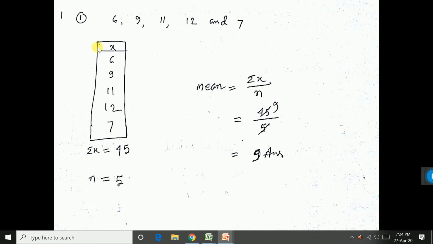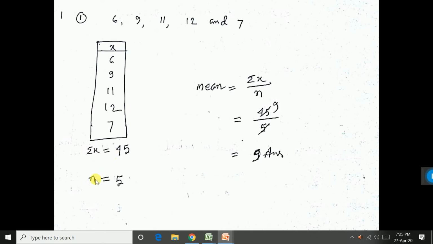Here see, few values are there: 6, 9, 11, 12 and 7. This value you consider as x. That's why I have written here x. Then 6, 9, 11, 12, 7 I have written column wise. If you add all these values, this is called summation x. That means after adding you are getting this value. This is called sigma x or summation x.